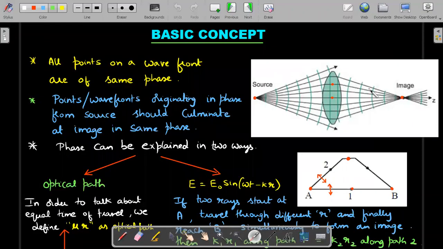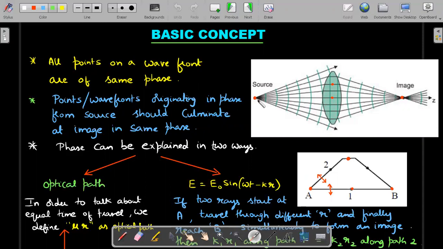On the right side of the picture you could see a simplistic situation of a point source giving out light. The rays are drawn and the wavefronts are also shown in the same diagram, and once they are refracted through this convex lens, they form an image. This we learn in ray optics. How do you understand the same thing using wave optics?